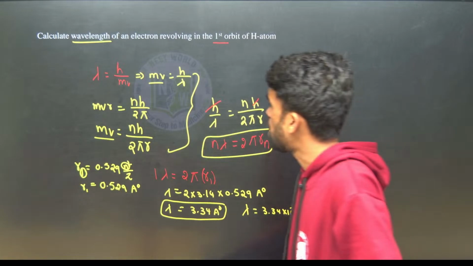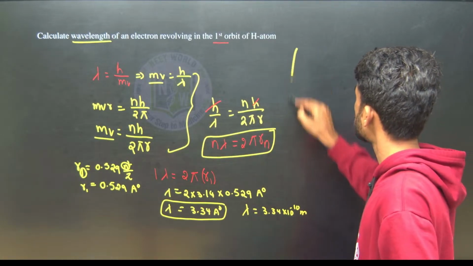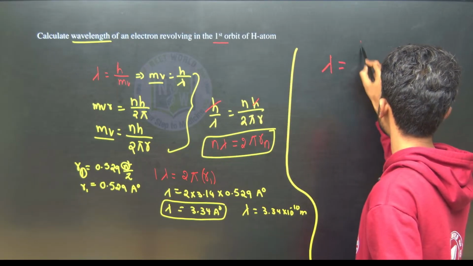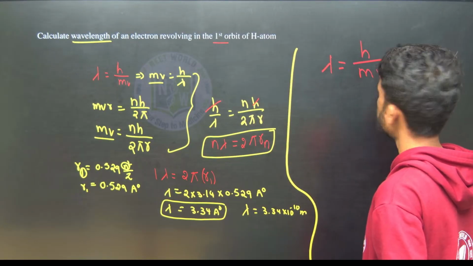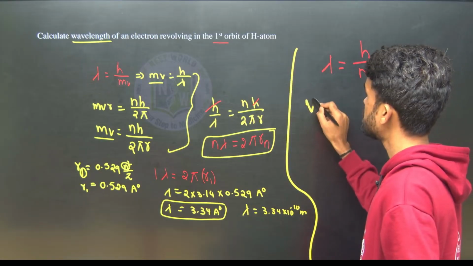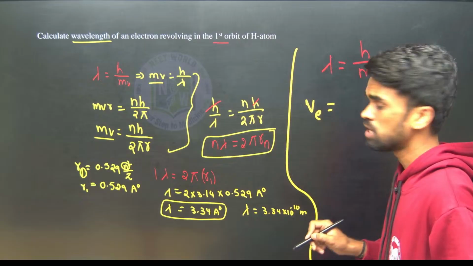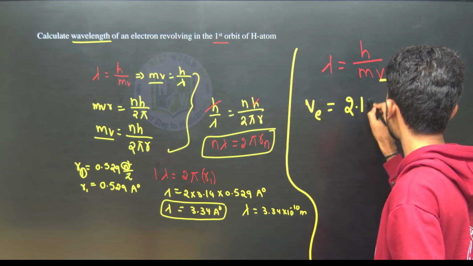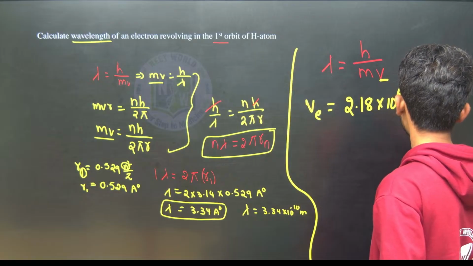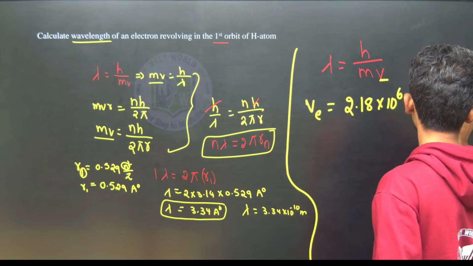Okay, if you want one more method, you can also solve using this method. Lambda equals, what is the formula we have? h by mv. So v means velocity, the velocity of the electron moving in the first orbit. So what is the formula for velocity? 2.18 into 10 power 6 z by n meter per second.